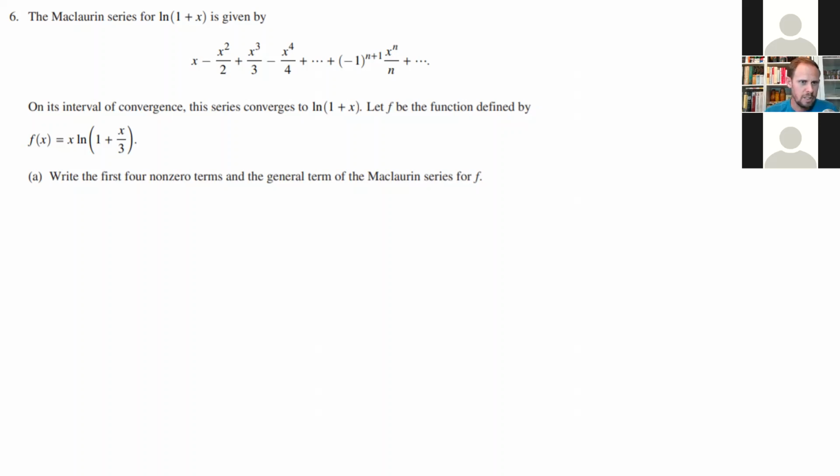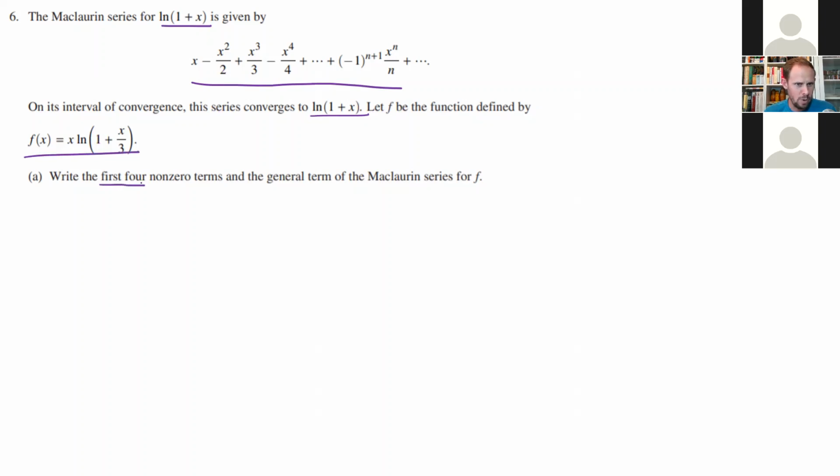All right, so the Maclaurin series for ln of 1 plus x is given by that. So they're giving you the series so you didn't have to memorize it, even if that is one you memorized, great, but you didn't have to. On its interval of convergence, the series converges to ln of 1 plus x. Let f be defined by this function. So it's close to that, but we've got an x over 3 and another x out front.